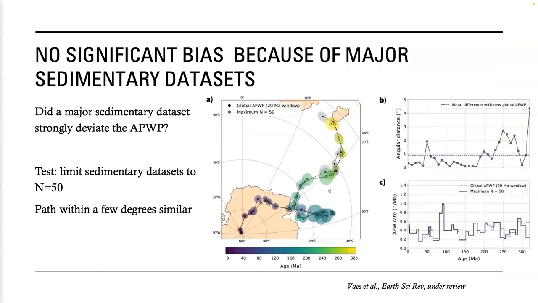There's one worry, of course. If we use very large data sets from sediments, could they systematically deflect the apparent polar wander path? So to test that, we have here made the same apparent polar wander path, but we've limited the poles from sediments to N of 50. So if we had data sets of 1,200 like Shihu, then we cut that off at 50, and you get essentially the same APWP. So that is not a main source of worry.